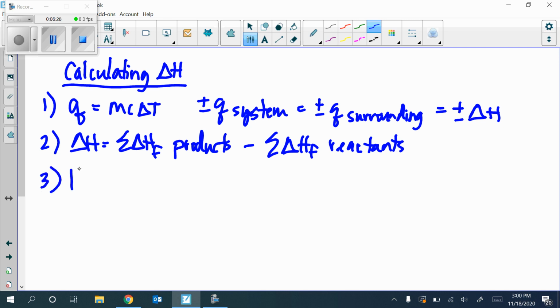And then the last way that we just talked about was Hess's law, and that also will give us an overall value for the enthalpy of our reaction.